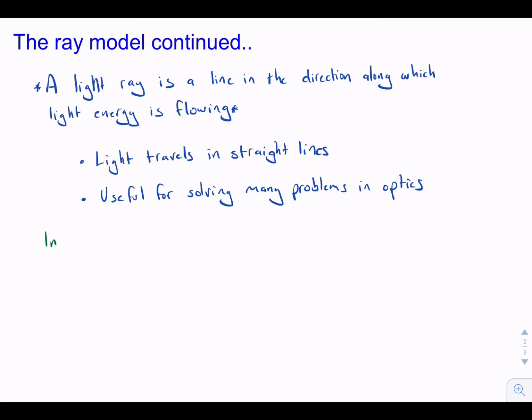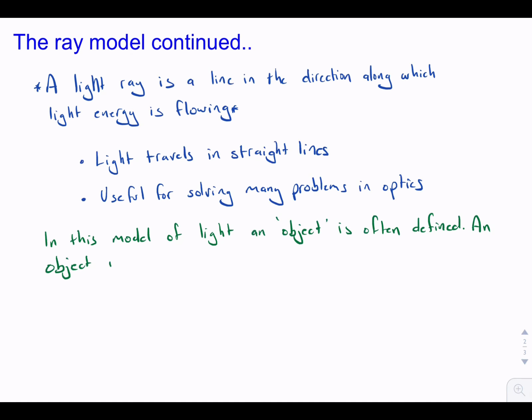In this model of light, and in geometric optics, we often define an object, and I think it's worth spending a little bit of time talking about what we mean by an object in this context. An object is often defined as a source of light rays. There's generally two types of objects. There's objects that glow or emit light independently, such as a light globe, a torch, or a candle. Or there's objects that just scatter light, and these are most of the objects around us, like yourself, a tree.